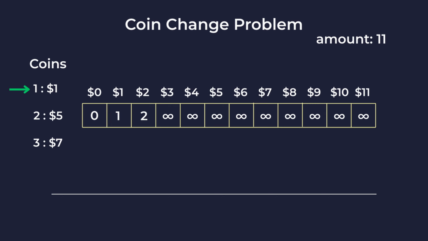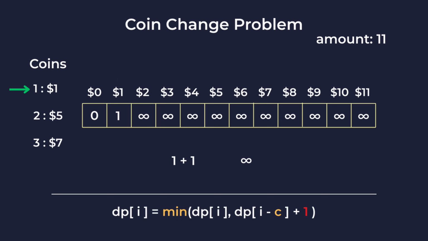Now here's the important part. For each amount, before we insert a value, we look back by the coin value, add 1, and compare it with the current value following this formula. Then we update it with the smaller value. Why? Because going back by the coin value lets us see the current best result for that amount.